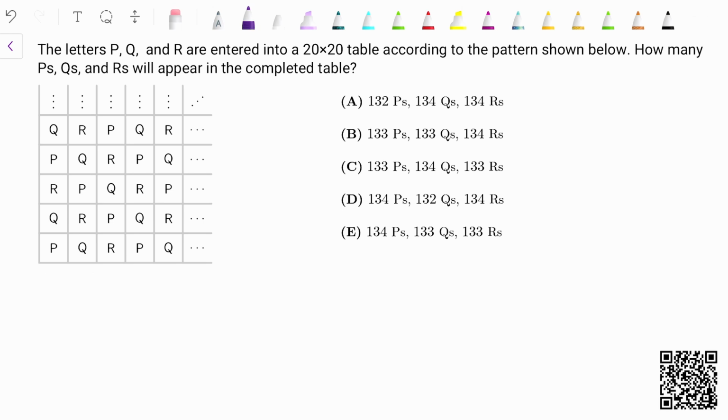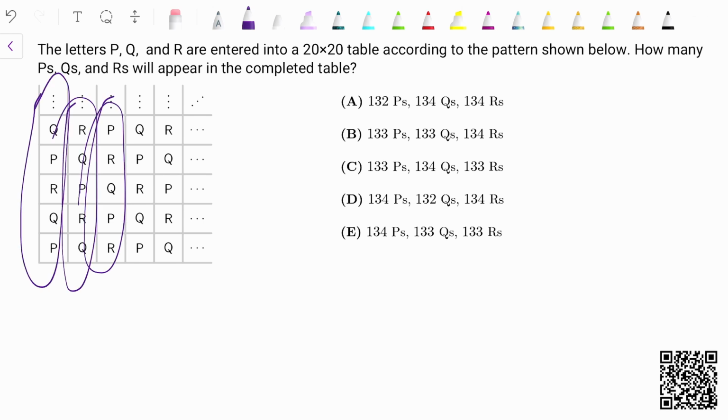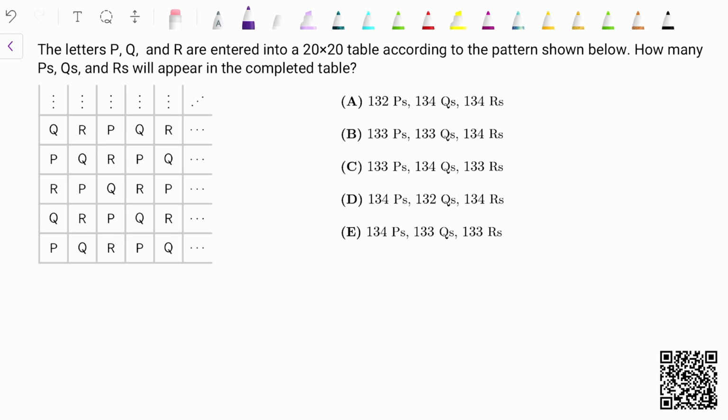you can see that if we look at these columns, they're classified into three types. Either a P column, which rotates in PQR, a Q column, which rotates in QRP, or an R column that rotates in RPQ. Then it just repeats.